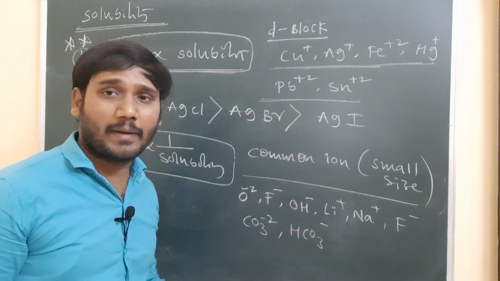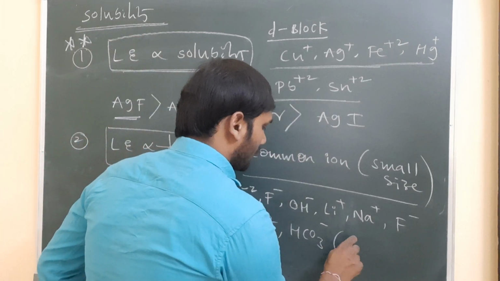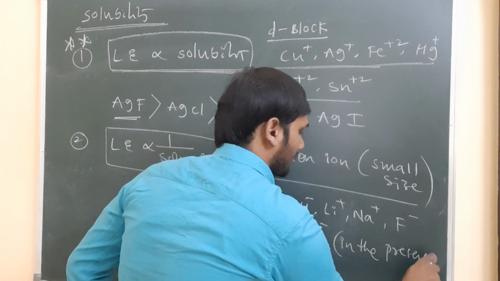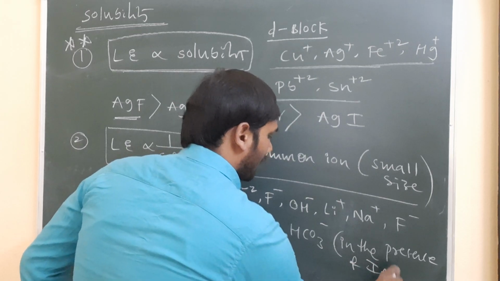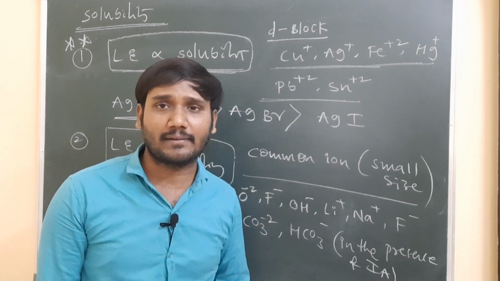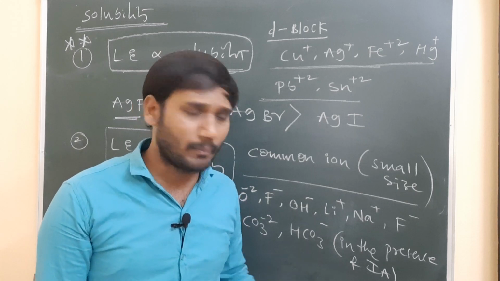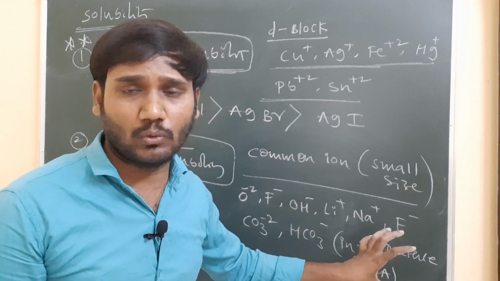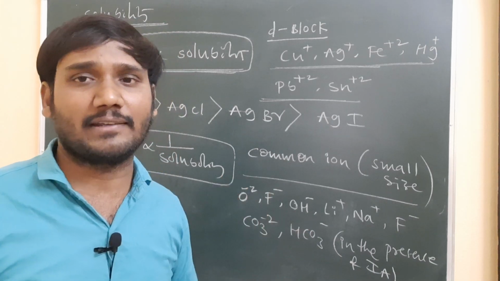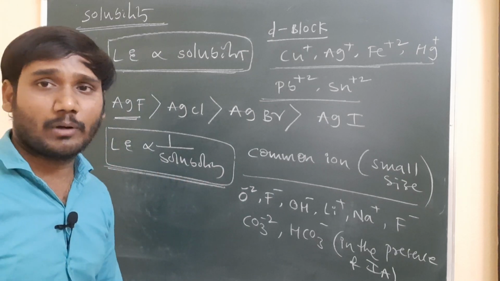Generally carbonate and bicarbonate are large ions, but they behave as small ions in the presence of first A group elements. These carbonate and bicarbonate are actually large size ions, but compared to first A group elements, which are small, in the presence of first A group elements they behave as small size ions. So in this particular case, lattice energy is indirectly proportional to solubility.